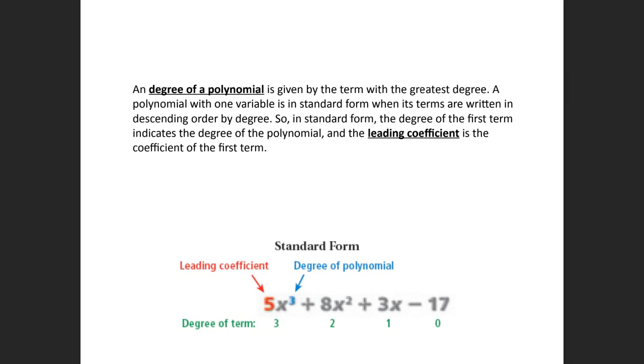So if you had something like 3x squared y plus 5y squared x minus z, we don't write this in standard form. But if it just has one variable, then we write it from highest degree to lowest: 3rd, 2nd, 1st, and no variable. So this is standard form anytime you write it from highest degree to lowest degree.